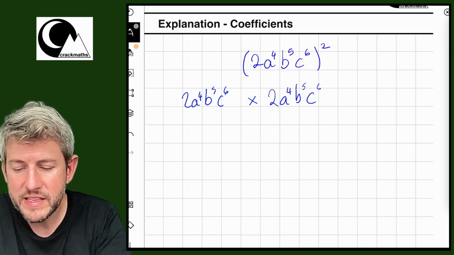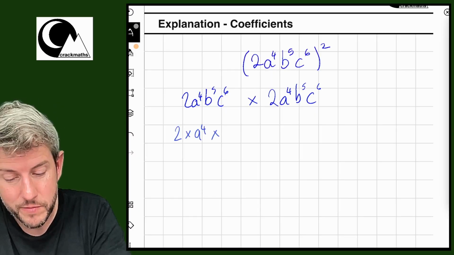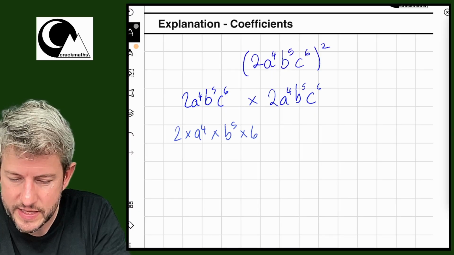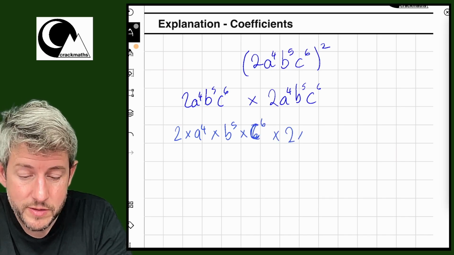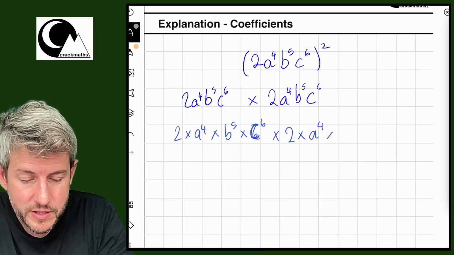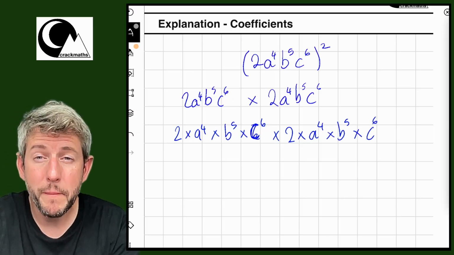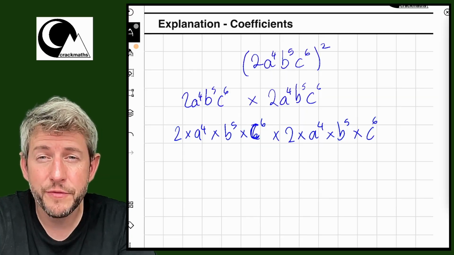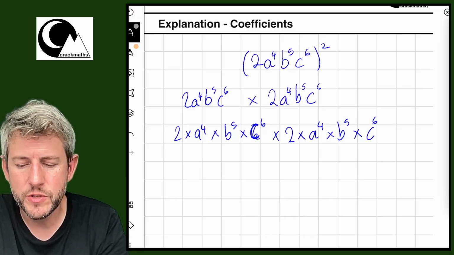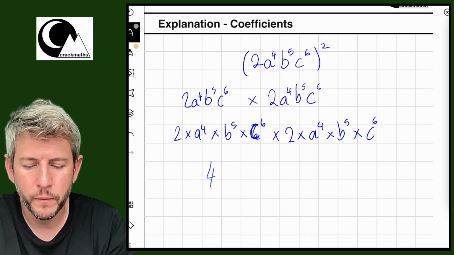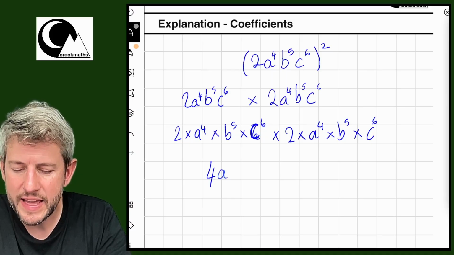Now remember, these are all just technically being multiplied together, so this is like 2 times a to the 4 times b to the 5 times c to the 6, times 2 times a to the 4 times b to the 5 times c to the 6. And now remember, when there's a collection of things multiplied together, we can just rearrange them as we like. So it's actually like we've got 2 times 2, which I'm just going to go straight in as 4. We've got a to the 4 times a to the 4, so that's a to the 8.